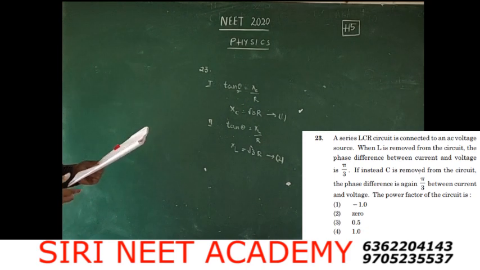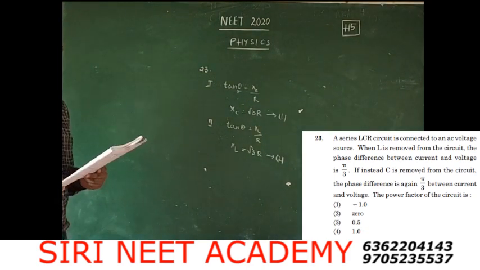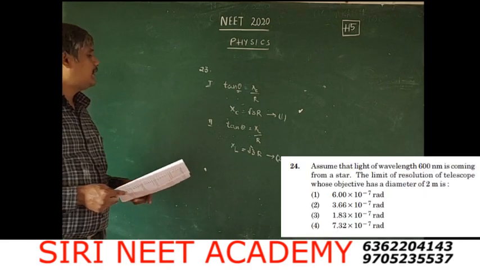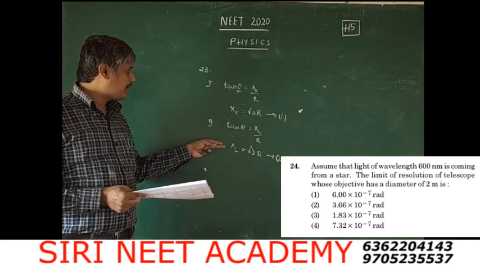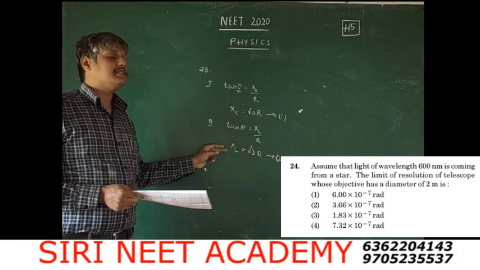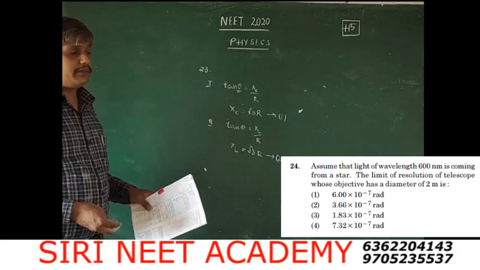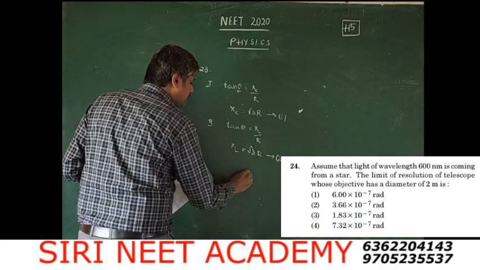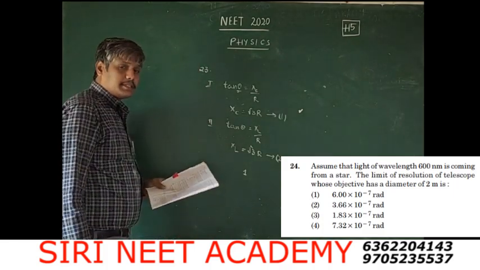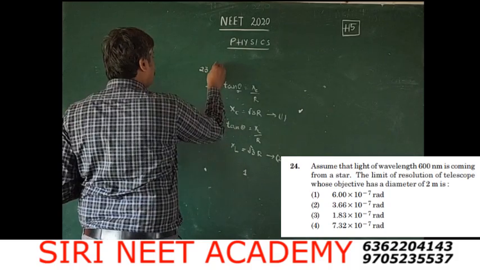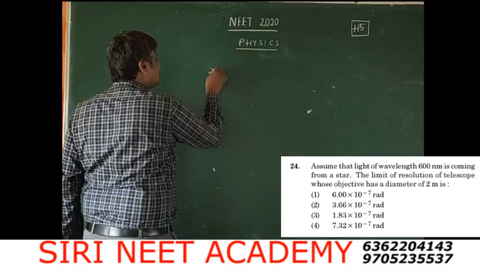Now, what is the power factor of the circuit? So therefore, the circuit is in resonance. The power factor of a circuit which is in resonance is given by 1. So the option corresponding to this one will be 20.